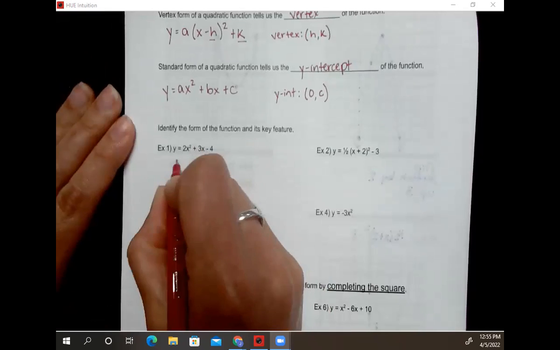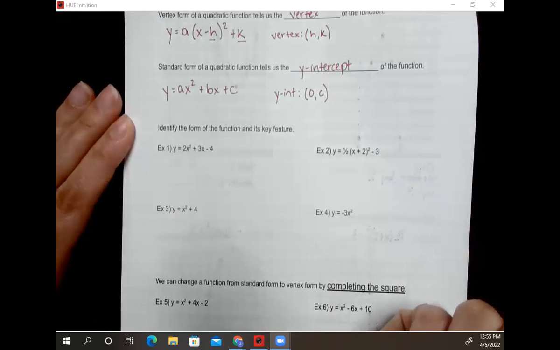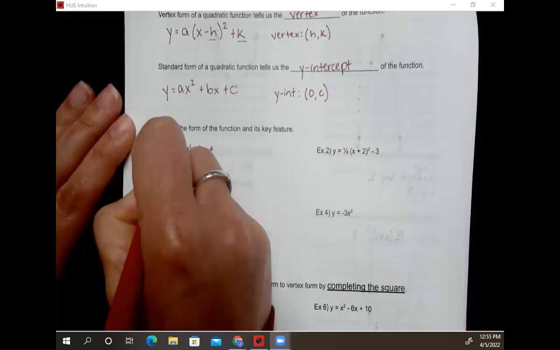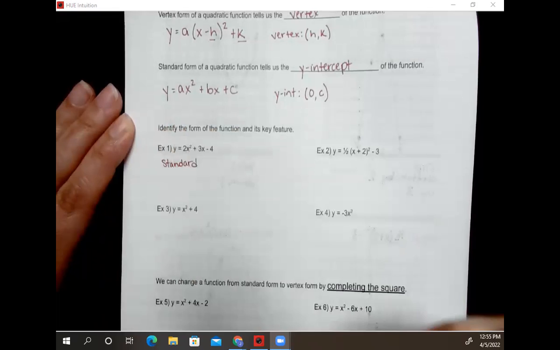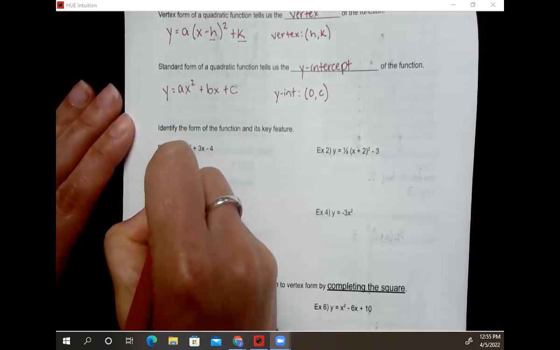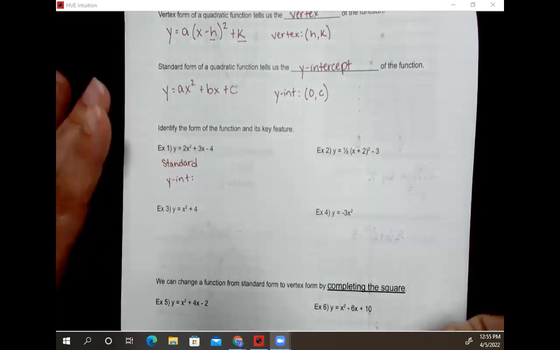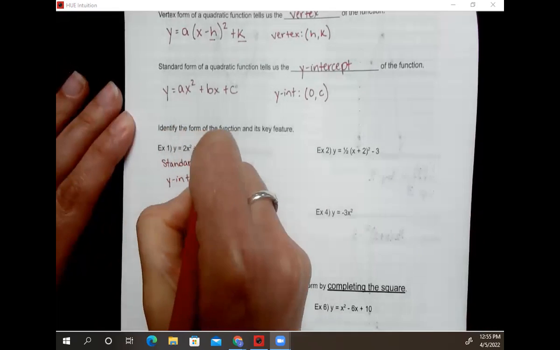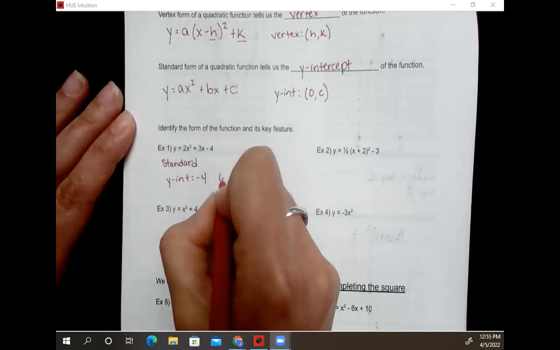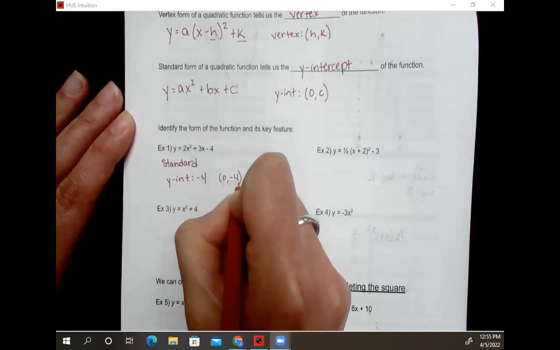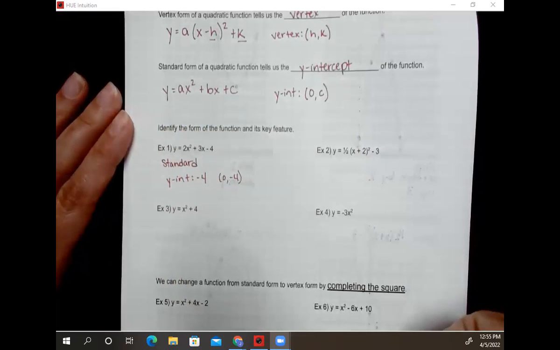So for example 1, what form is this function in? This is standard form. Very good. And what does standard form tell you? The y-intercept. And what is the y-intercept for this problem? -4. Yeah, our y-intercept is -4. If you just tell me the y-intercept like this, that's fine. If you would rather write it as an ordered pair, 0, comma, -4, that's also fine.